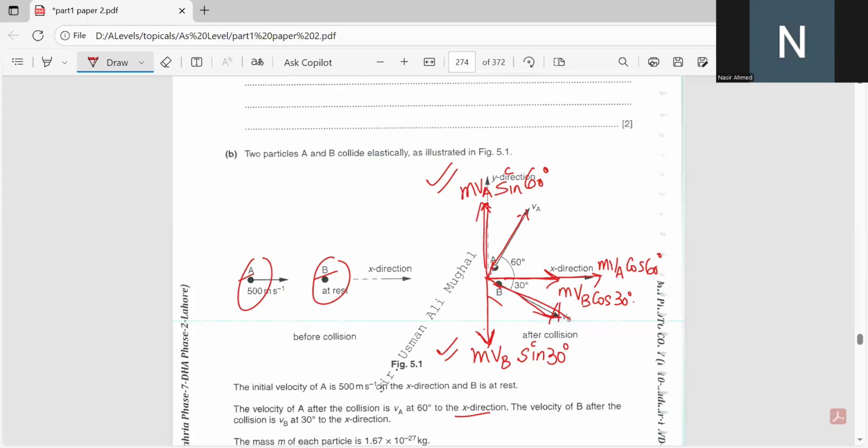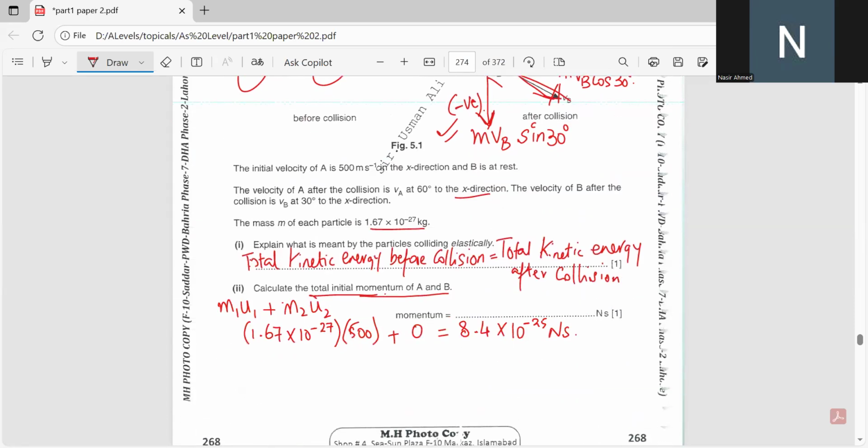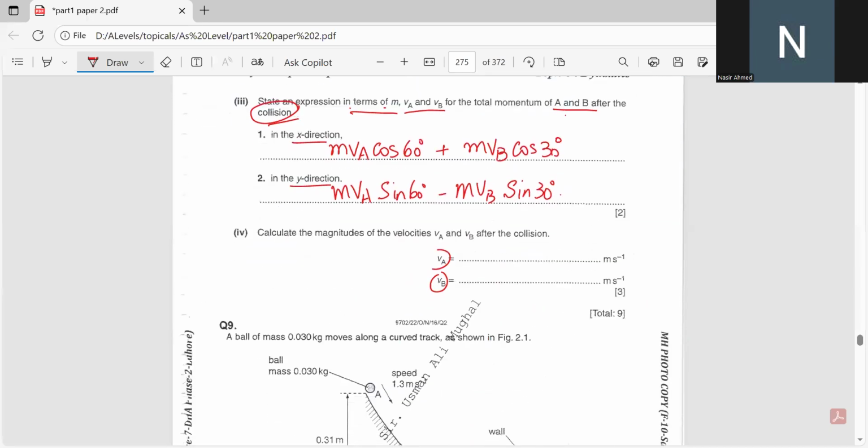So this one in the upward direction will be positive, in the downward direction it will be negative. So in the marking scheme, this positive sign is not the correct one. It's an error done here. Okay, moving onwards, we have to calculate the magnitudes of the velocity of this.